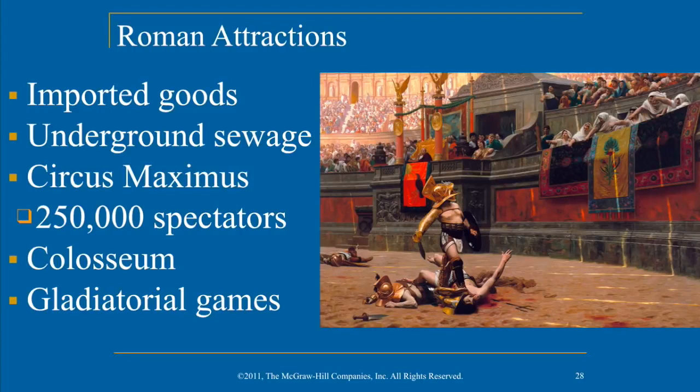They also had the Circus Maximus. It could hold 250,000 spectators. It was for races, like chariot races. They would run around them, horse races. They also built the Colosseum. This is where they'd have gladiatorial games.